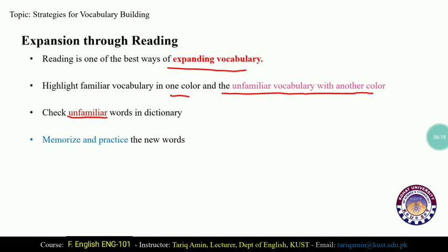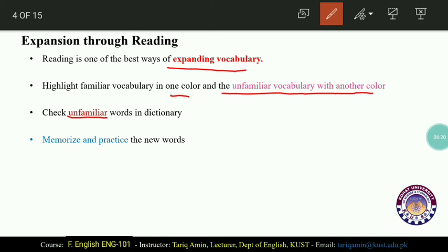And memorize and practice the new words. Okay, the key to success is to memorize and practice new words. For example, if you come across a difficult word and you check its meaning, but you don't memorize it and you don't practice it, you will forget it.